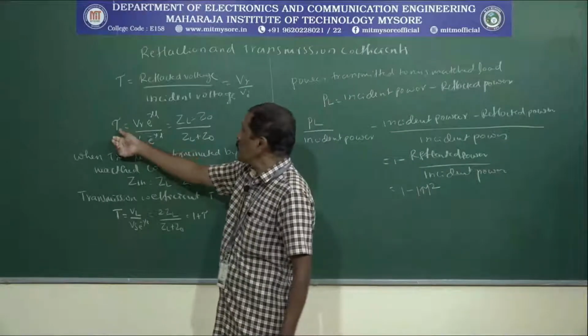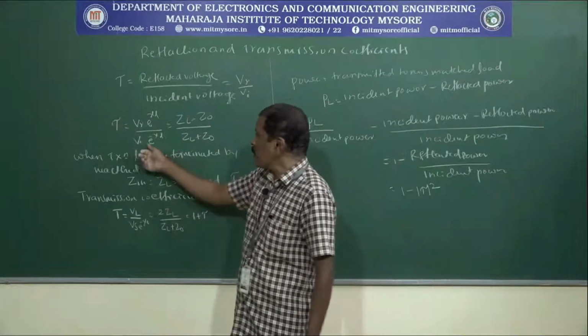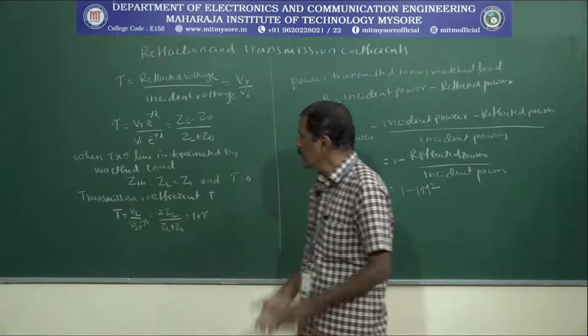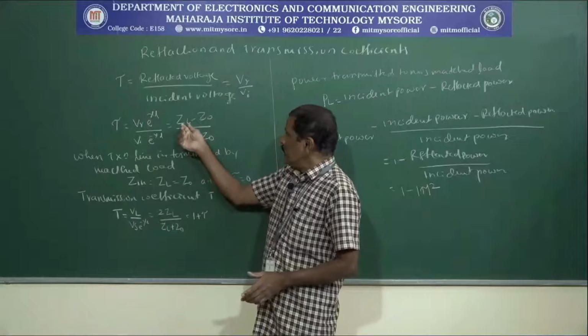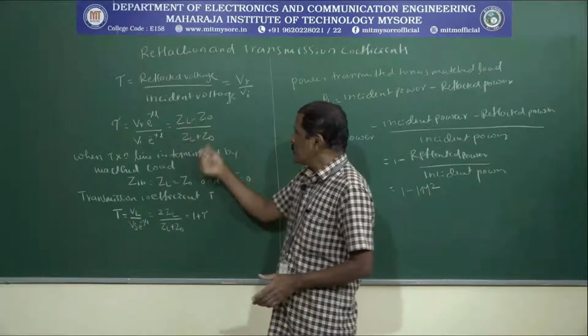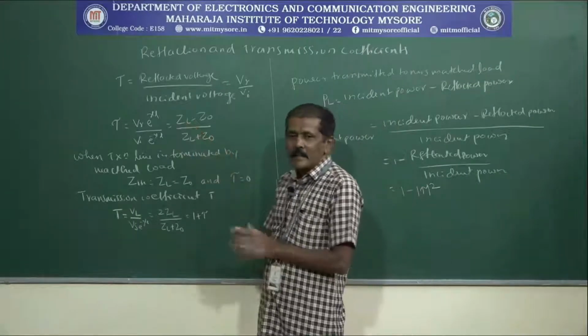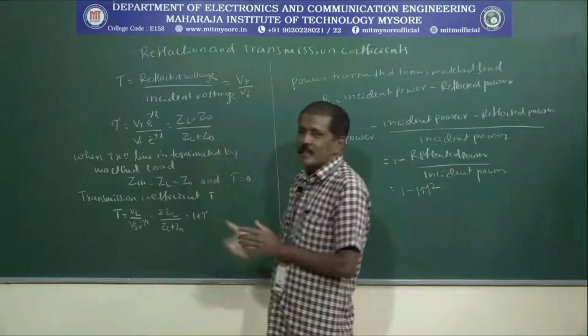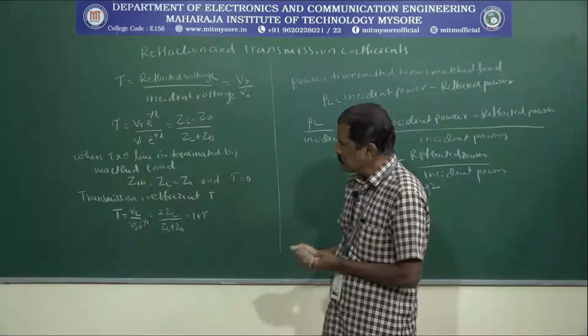So this reflection coefficient can also be calculated as Vr e^(γL) divided by Vi e^(−γL). This can also be calculated from the ratio (ZL − Z0) divided by (ZL + Z0), where ZL is the load impedance and Z0 is the characteristic impedance of the transmission line.